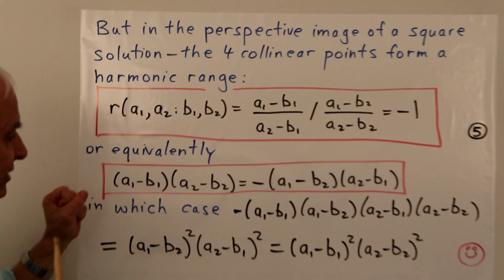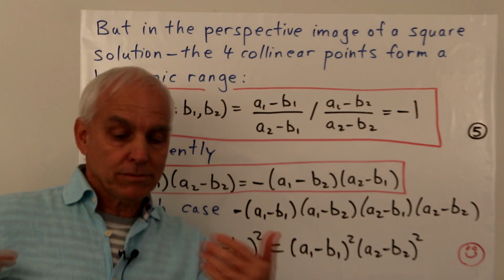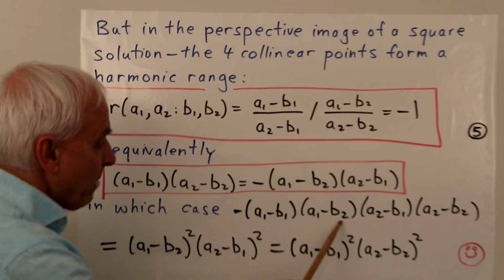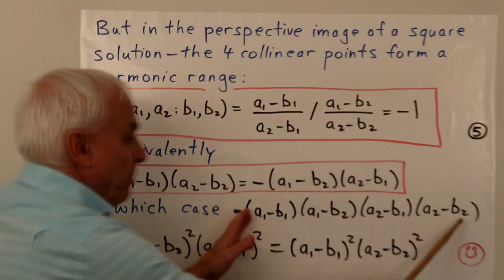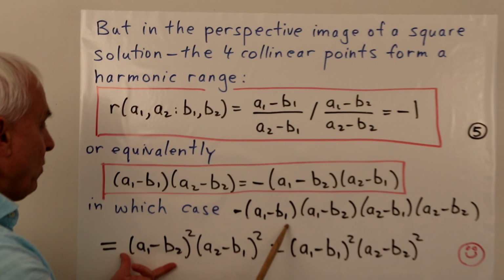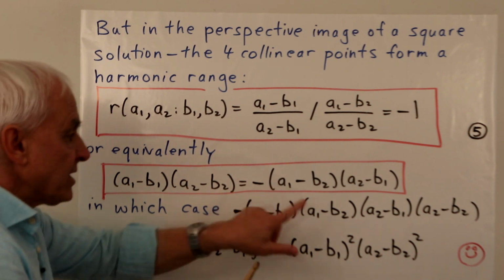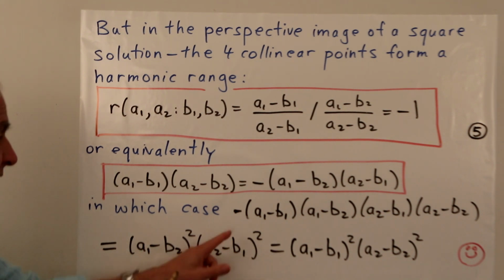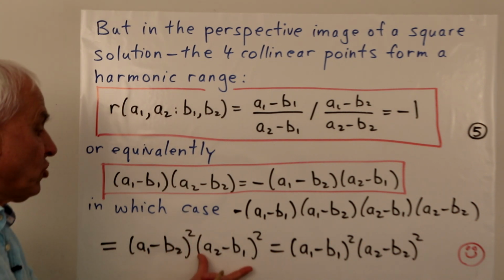Okay, now happily this looks very close to that numerator that we were getting in the general solution I showed you. Here's that numerator again: minus A1 minus B1, A1 minus B2, A2 minus B1, A2 minus B2. So if this condition is satisfied, then we can replace this with, have a look here. We're replacing the product of these two terms with minus the product of these two terms. So the minus signs cancel, and we just get A1 minus B2 squared times A2 minus B1 squared.